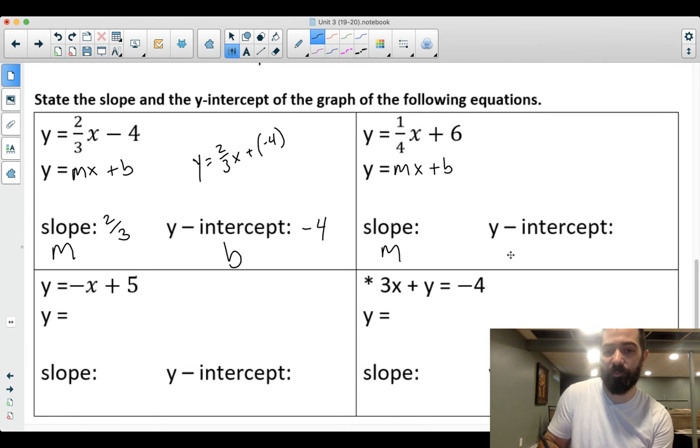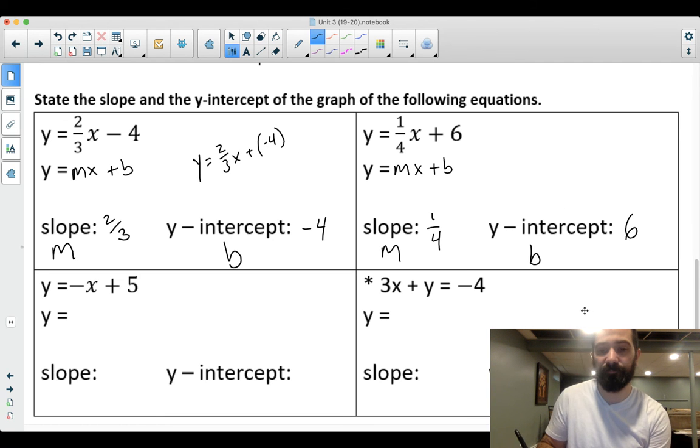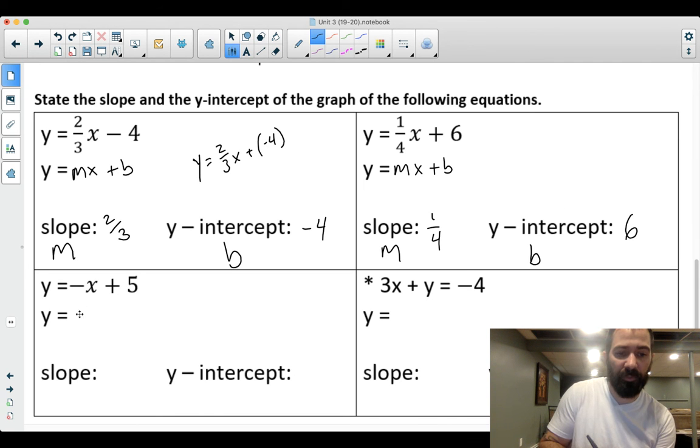Again, what's my slope? What's my y-intercept? Slope, right above it, is 1/4. My y-intercept, right above then, this is a positive number this time, so it's 6.